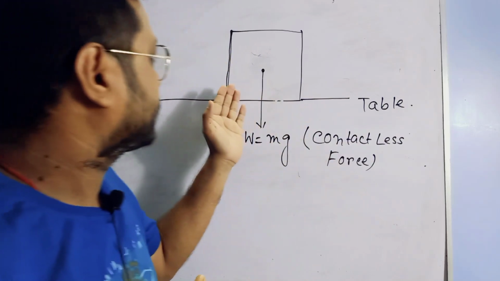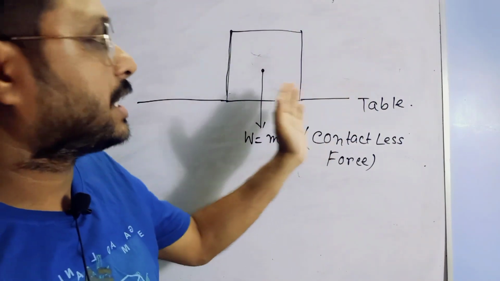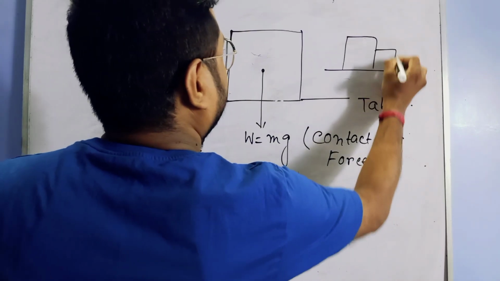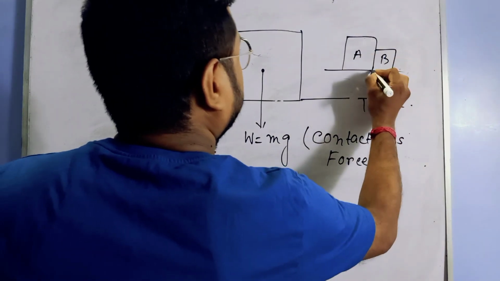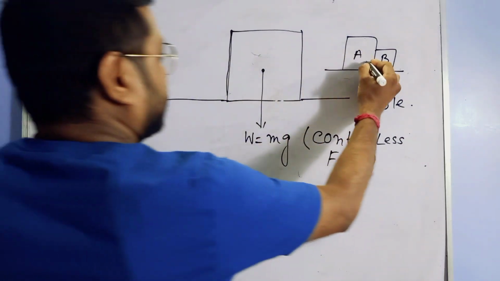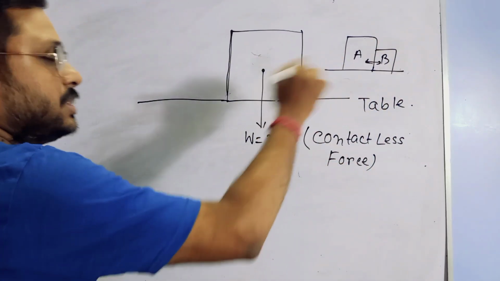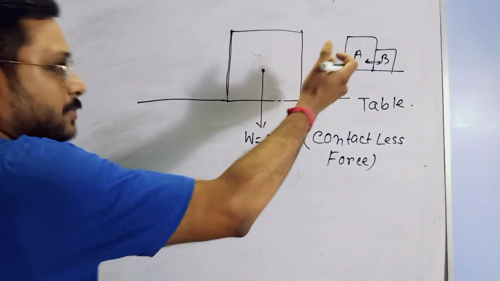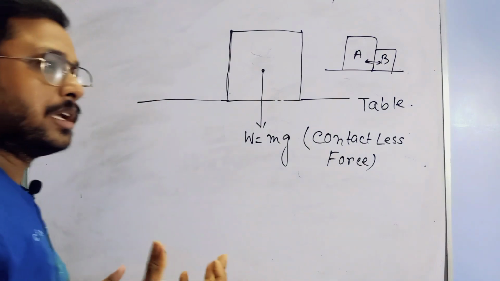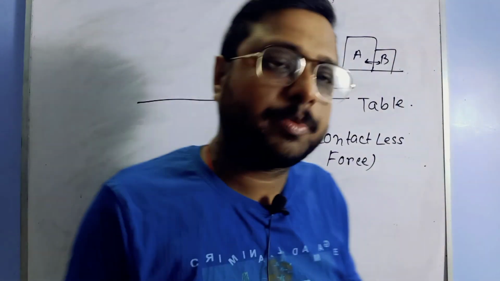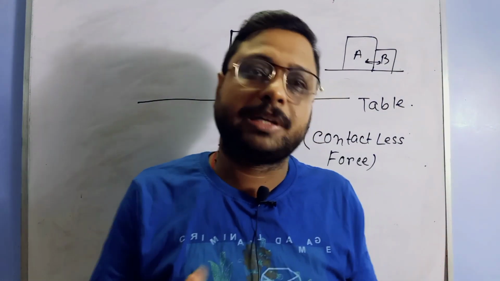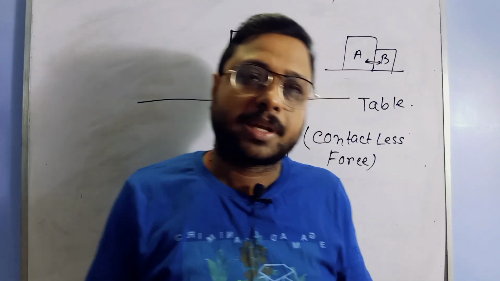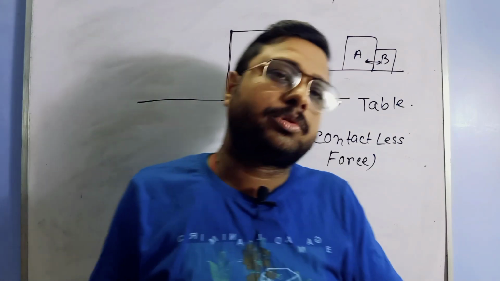Suppose 2 blocks, block A and block B, are situated on a table and exert equal and opposite force on each other, which is called normal reaction. Okay, this is contact force. Contact force may be the tension of a string, the spring force, or the pulley force due to a pulley. Okay, and there are another 2 types of forces.